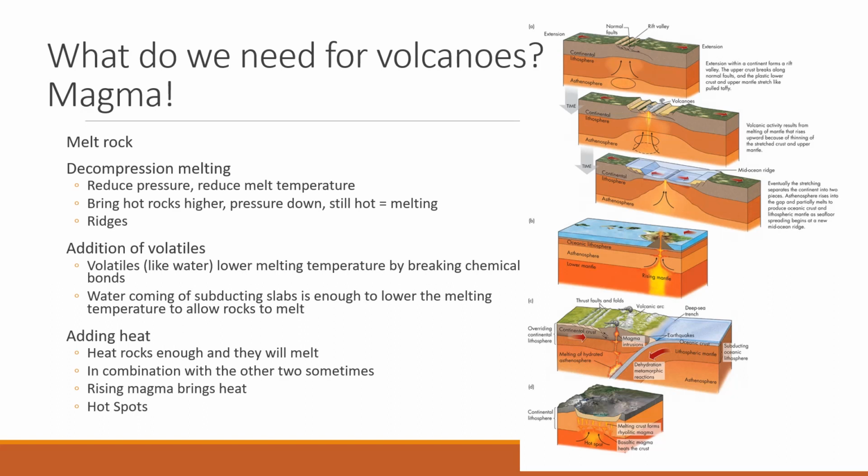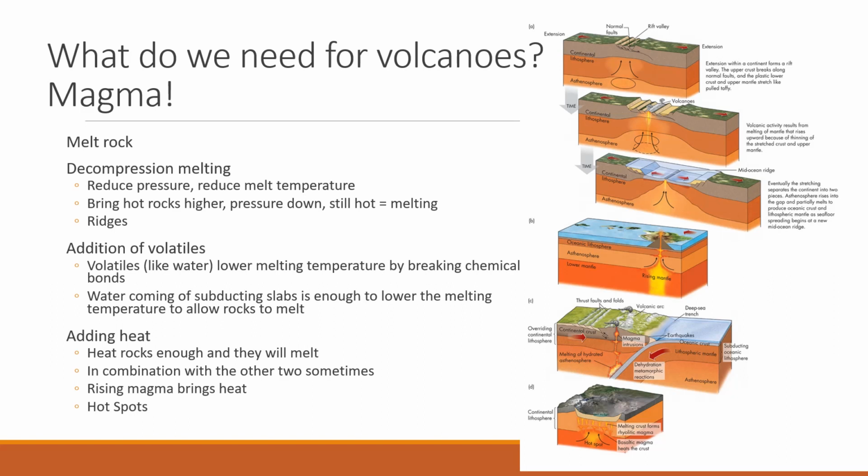depth where it's not as hot and has less pressure, if we do that fast, the rocks will still be hot. And that means that they will now be at the proper temperature for melting, and so they will melt. This is what we call decompression melting. We're reducing the pressure. This happens a lot at those mid-ocean ridges. It can also happen at hotspots.